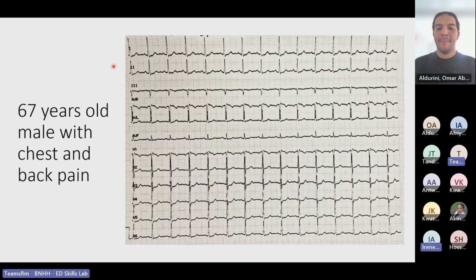With the ST changes, I think I can see it in lead 1, if I'm correct. Lead 1, yeah, okay. There's a difference between the J point and the TP line. So the J point is down in this lead. Yeah, good. Okay. Any other leads?